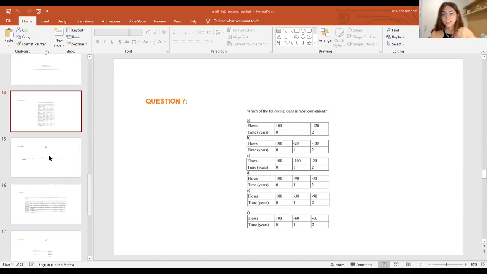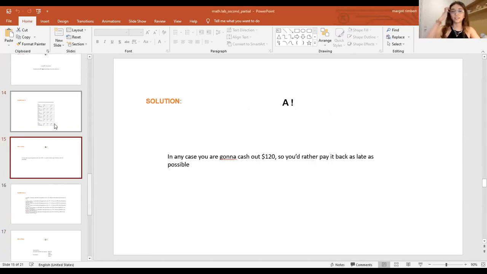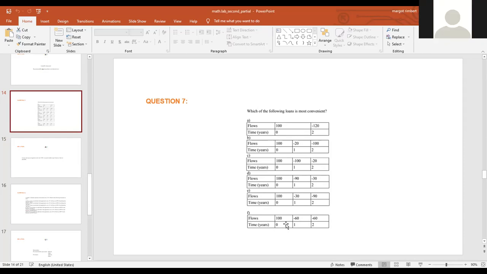Okay, so basically here, the answer, you could see pretty much right away that it's A, because in any case, if you compute, you see that the loan you're going to receive is 100, and in any case you're going to cash out 120. But in the first case, it's 120 that you cash out in 2 years, and in other cases it's spread out between year 1 and year 2. But if you sum it, it's 120 anyway. It's going to be 100 and then 20, 90 and then 30, 30 and then 90, 60 and then 60.